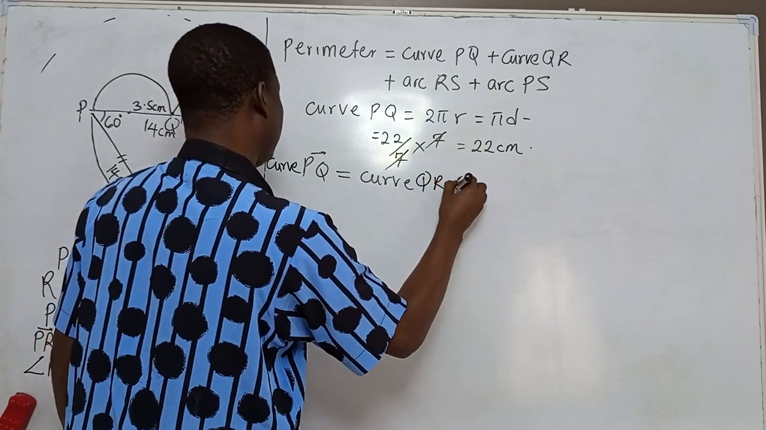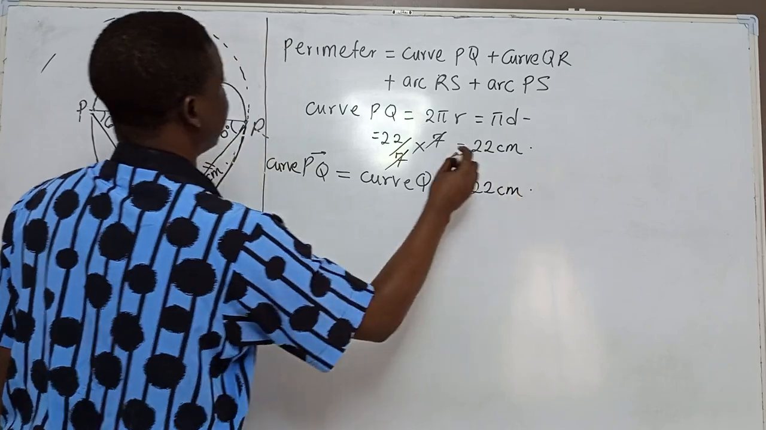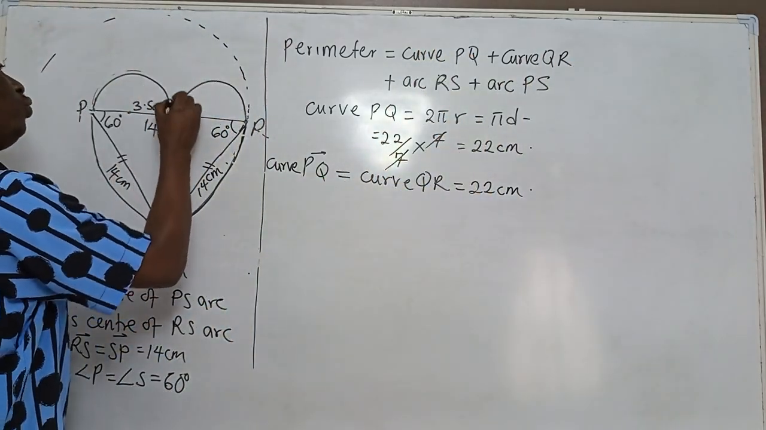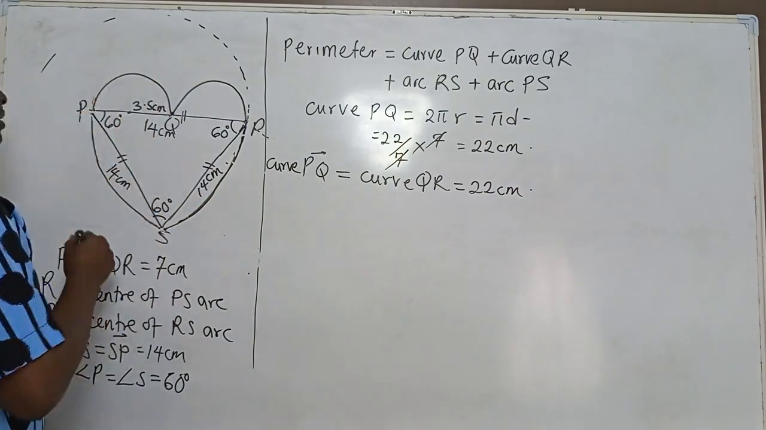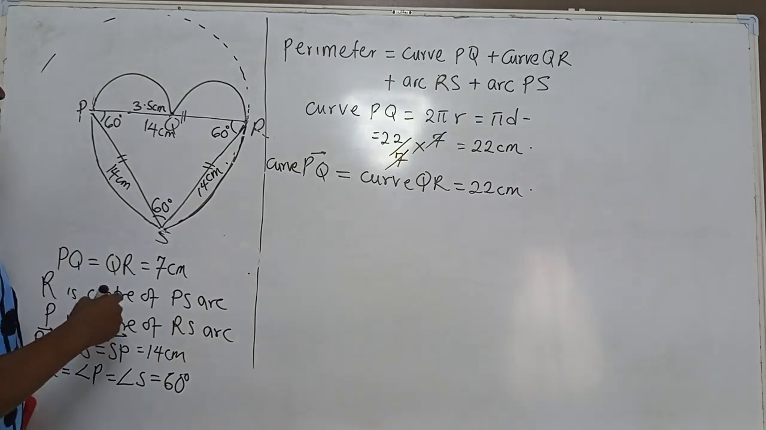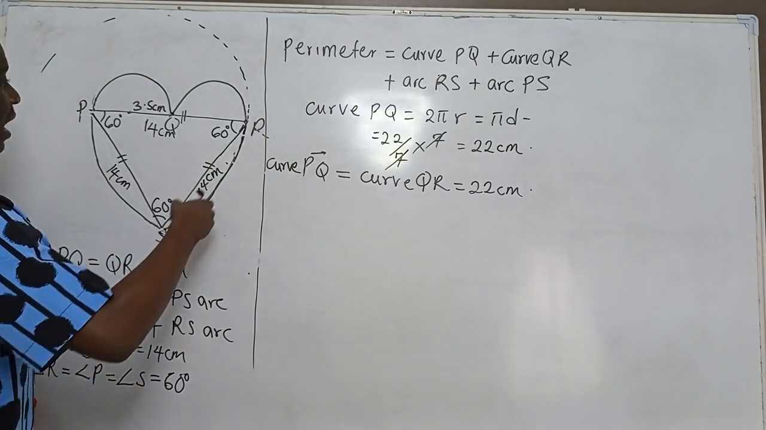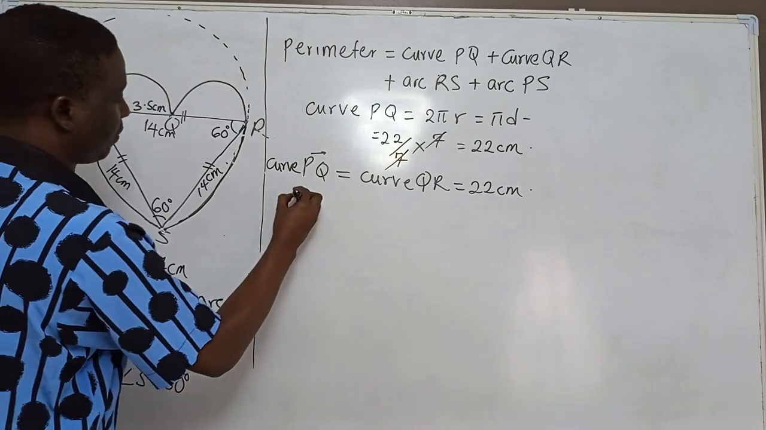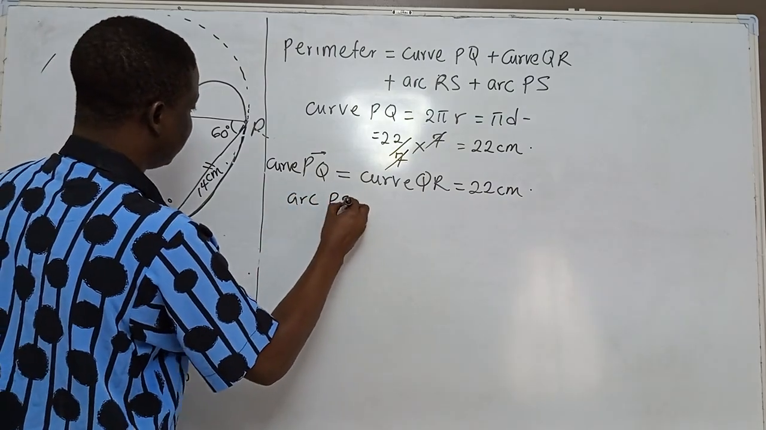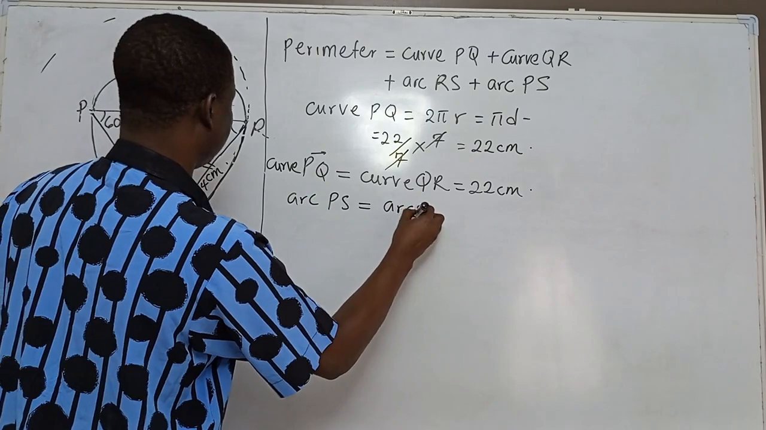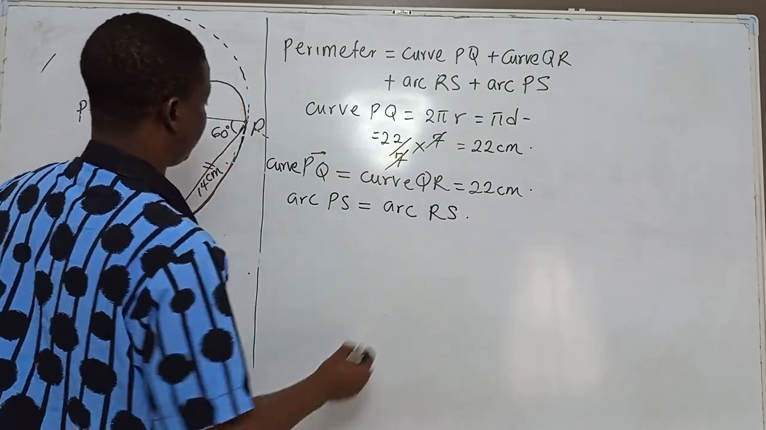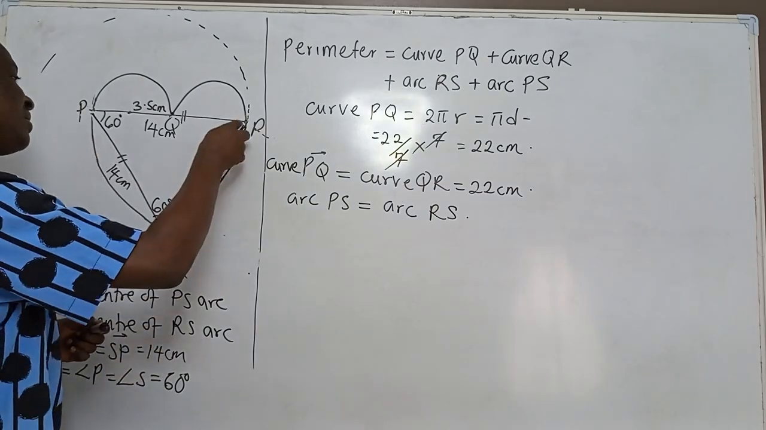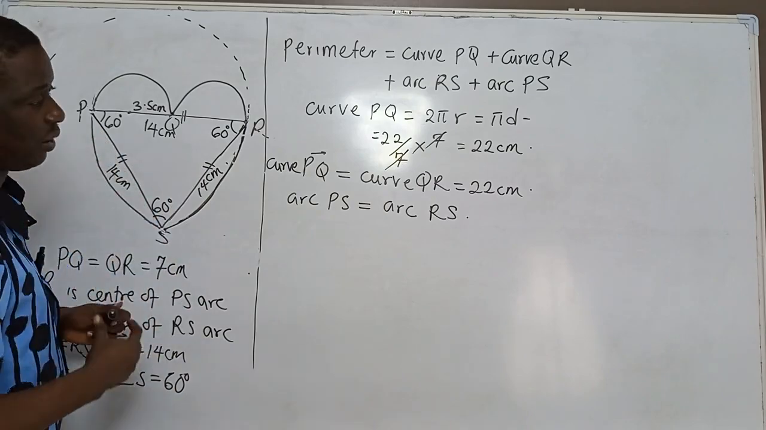QR, which is also what? 22 centimeters. So we have it from here to here 22, here to here 22. Now what we need now is what? The arc PS. If you can get arc PS, I can get arc RS, because arc PS is equal to arc RS. Why? Because they have the same radius. This circle has the same radius as this one. So they have the same thing.